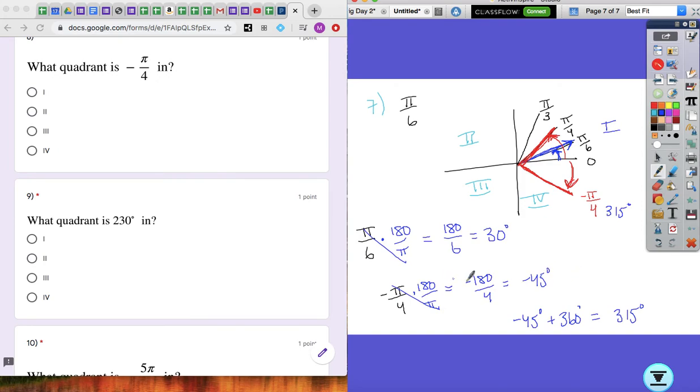However you want to look at it, these are all coterminal angles. The negative pi over 4, the negative 45, 315, they're all the same angle. It's just radians versus degrees, and then a coterminal angle, which ends up in the exact same spot. In any case, the answer is the 4th quadrant. That's where this is located.